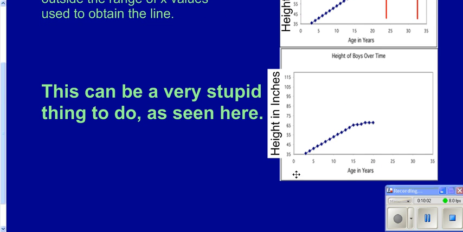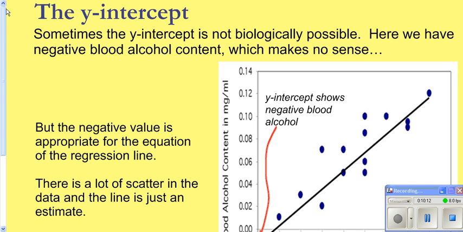Down here you see as you're plotting your data, it levels off. So only make predictions within the range of your data. Never go beyond the range or scope of your data.